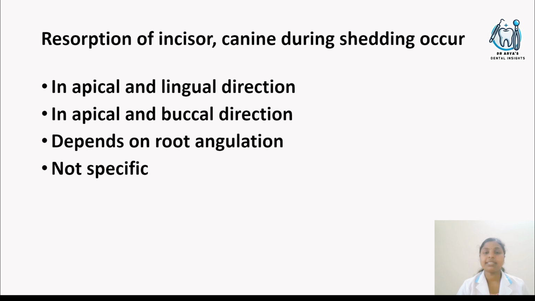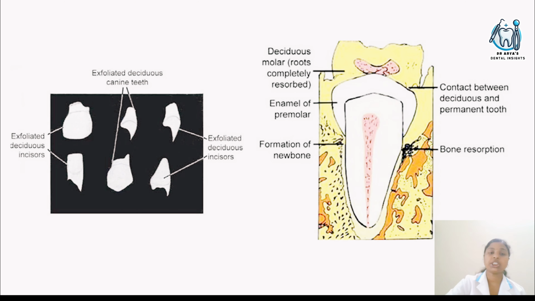Resorption of incisors and canines during shedding occurs in which direction? Is it apical and lingual, or apical and buccal? Depends on the root angulation and it is not specific. So exfoliation occurs 2 to 3 years after the deciduous root is completely formed.